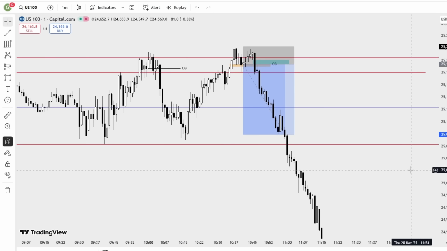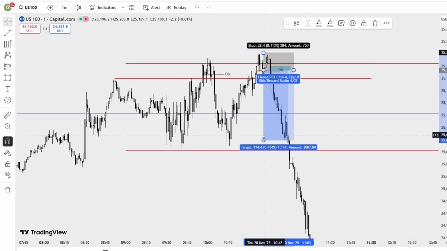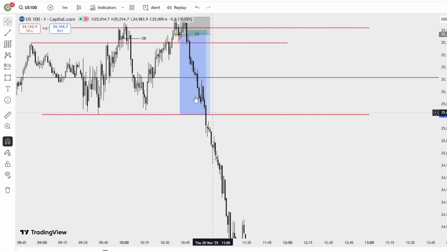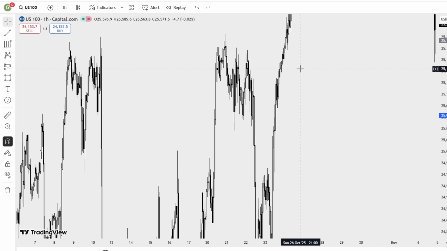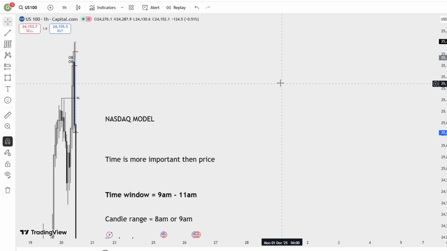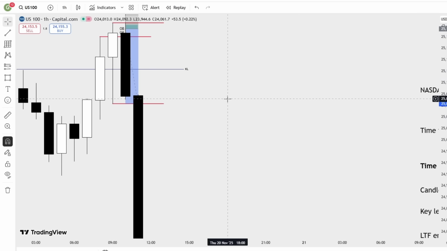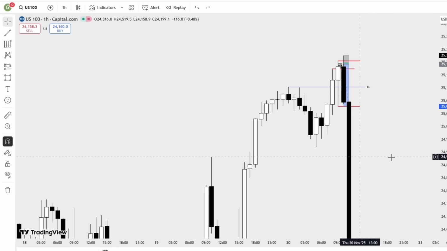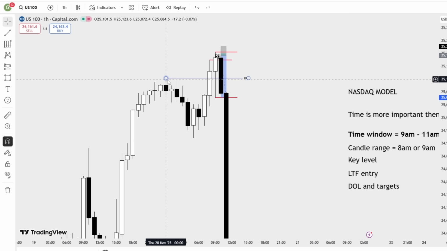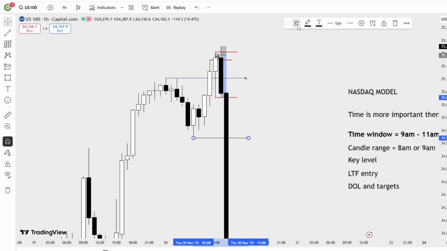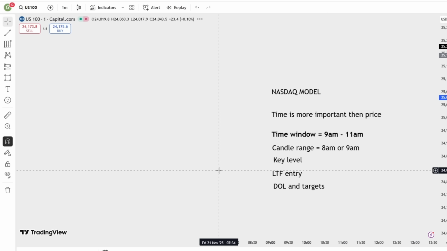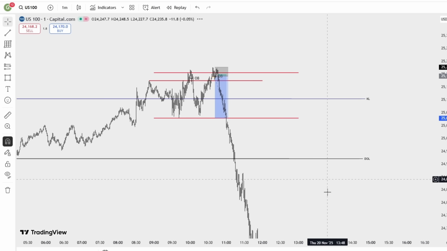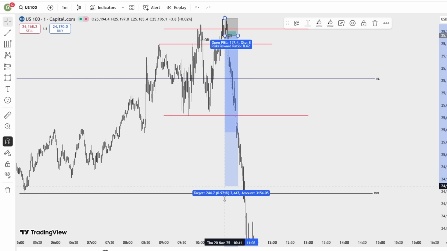For your targets, you have two targets in this case. First target is the 9 a.m. candle low, this guy here. And your second target is your real draw liquidity, and your key level is this guy right here. Remember: key level, purge the key level, turtle soup, next key level, right? So here is the draw liquidity. You can confidently push your trade until your draw liquidity.